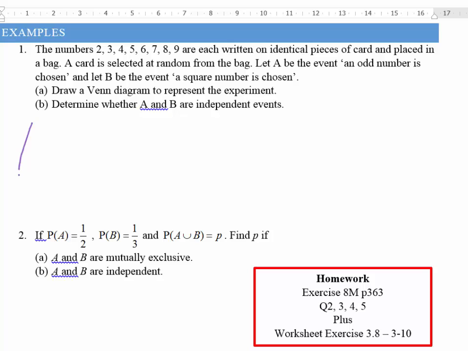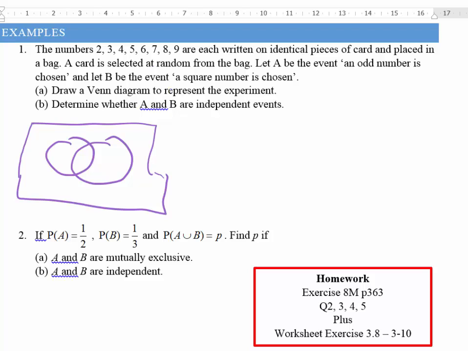So let's draw a Venn diagram to show this. We're going to draw our rectangle first. Oh, it's a great rectangle. Yours is going to be much neater than mine. And let's have a look at this. We've got A and we've got B and we've got our universal set.